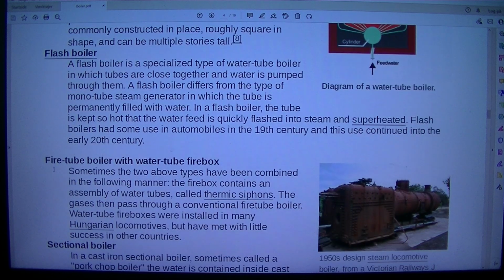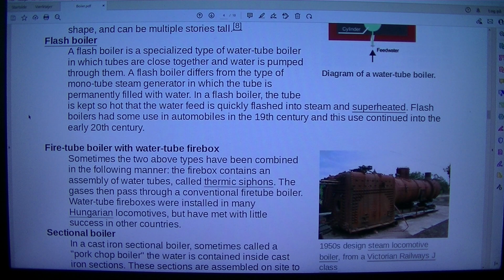Flash boiler. A flash boiler is a specialized type of water tube boiler in which tubes are close together and water is pumped through them. A flash boiler differs from the type of monotube steam generator in which the tube is permanently filled with water. In a flash boiler, the tube is kept so hot that the water feed is quickly flashed into steam and superheated.